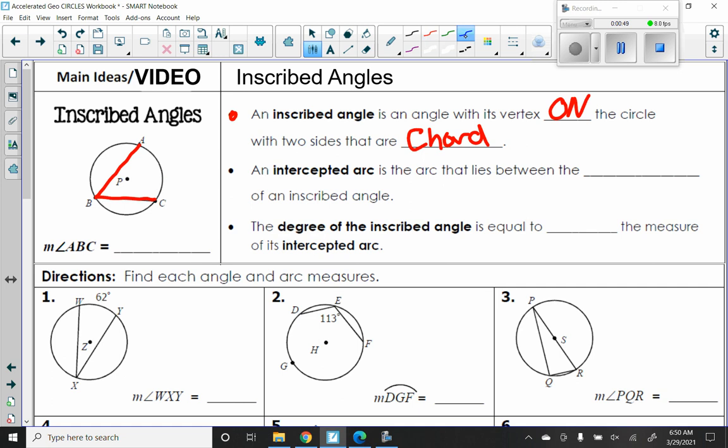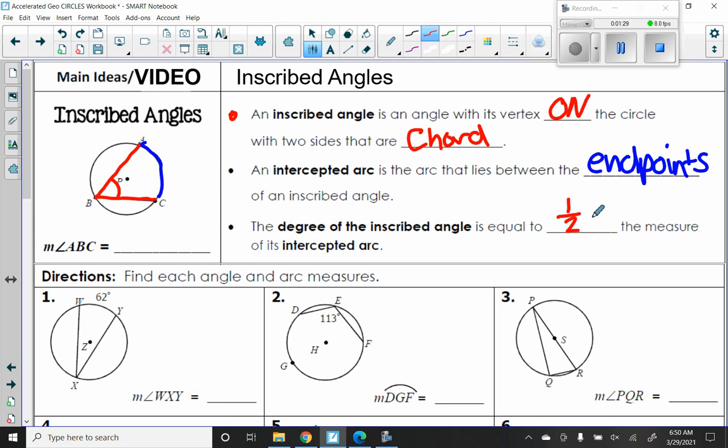The intercepted arc, which I'll highlight in blue here, is the arc that lies between the endpoints. So that's kind of a no-brainer. The angle's endpoints are A and C, and the intercepted arc is the arc that goes with the angle. The angle would be down here, and that blue arc goes with that angle. The degree of the inscribed angle is always half the arc. Okay?